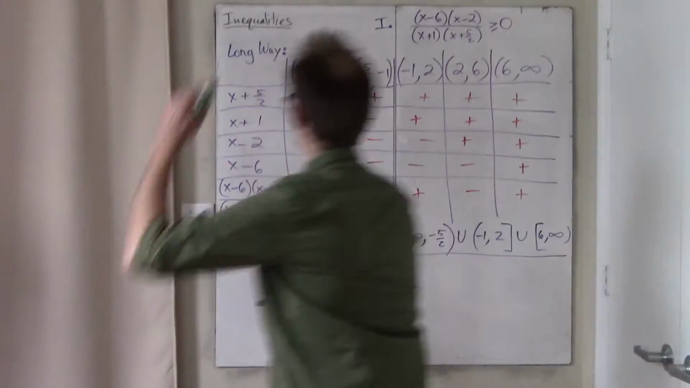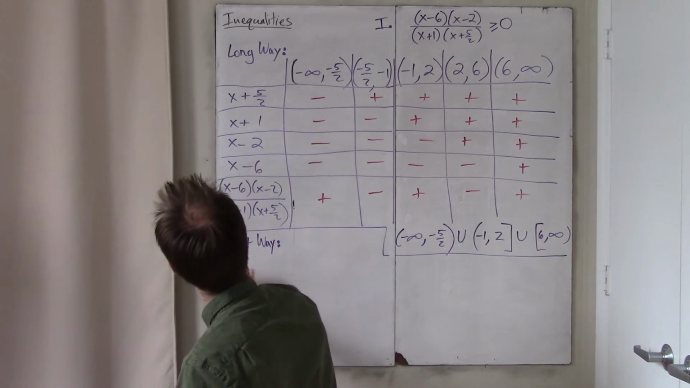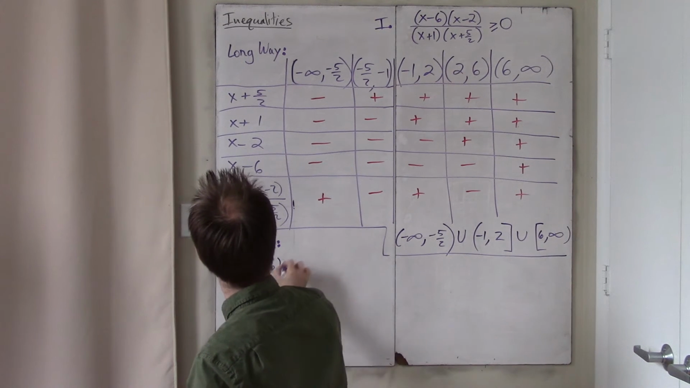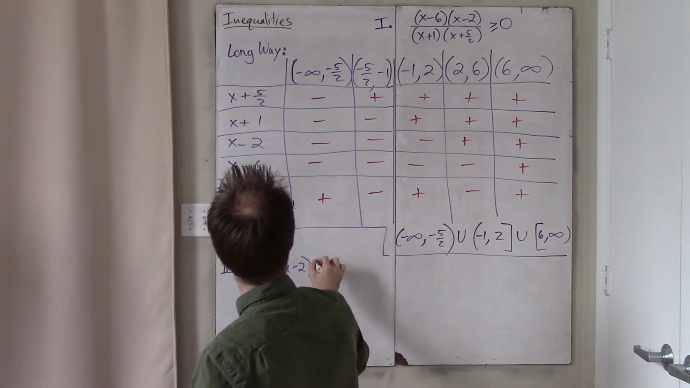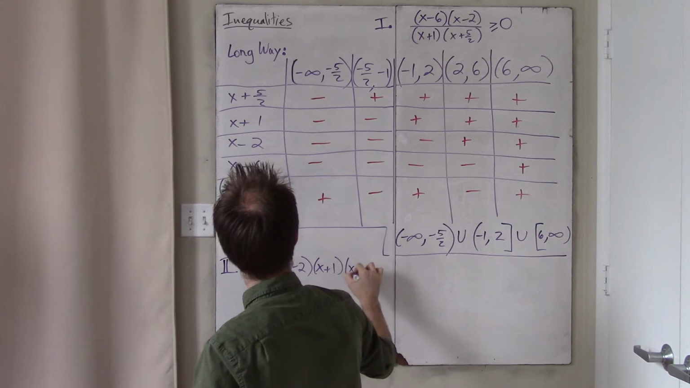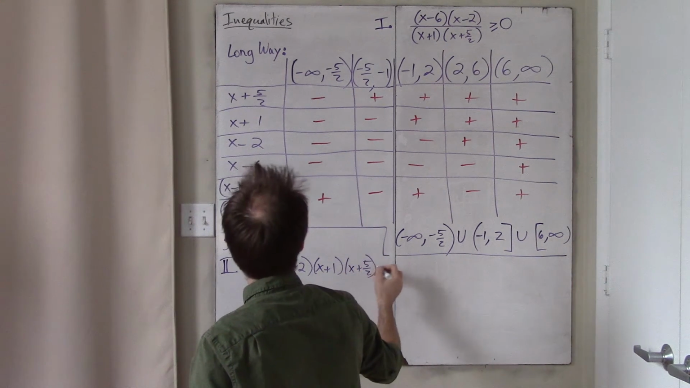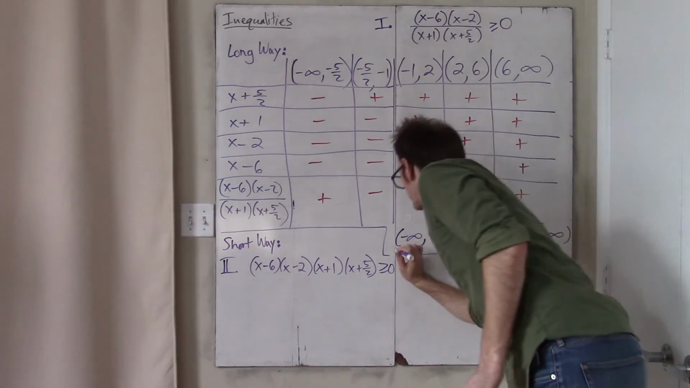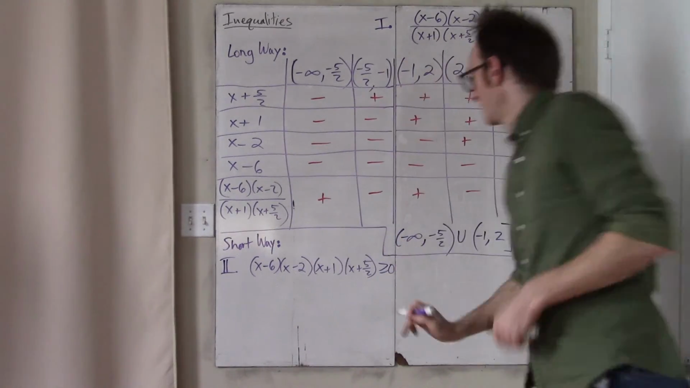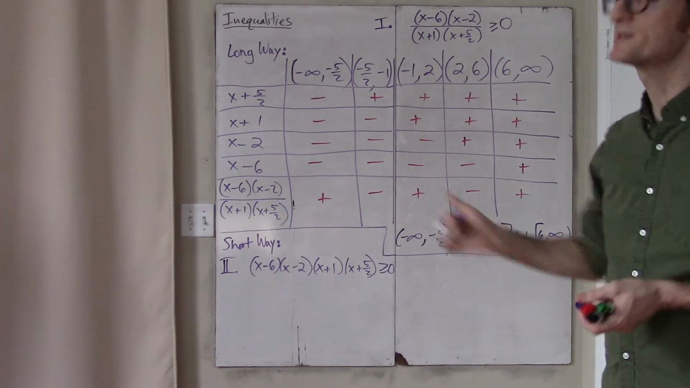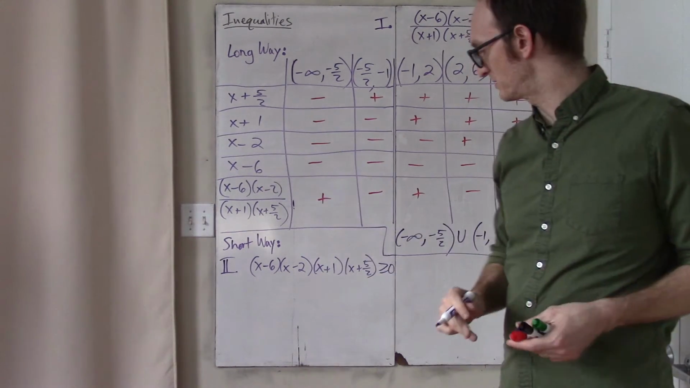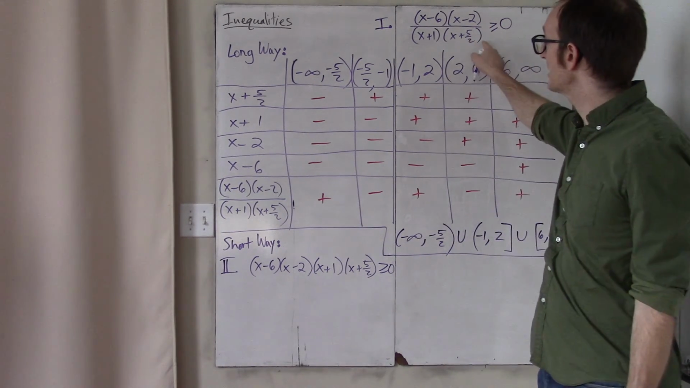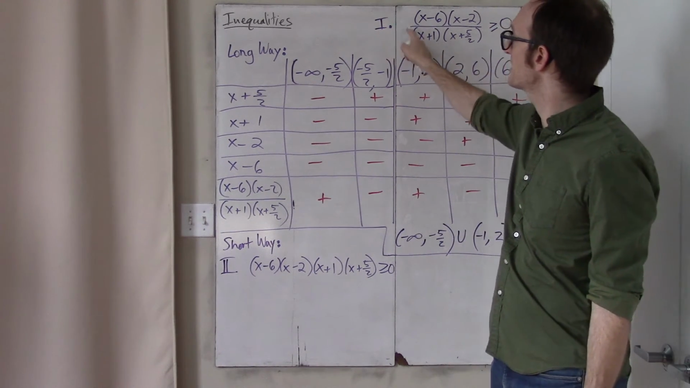Well, what I'm now going to do is propose to you a second inequality. This inequality is, well, I'll just give it to you right now. It's x minus 6, x minus 2, x plus 1, and x plus 5/2 is greater than or equal to 0. Okay, well, great. A couple things to say. This is an inequality, so okay, we can solve it somehow. It is related to, but different from this inequality above.